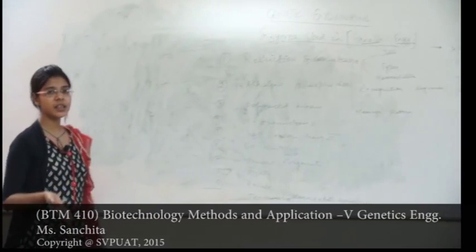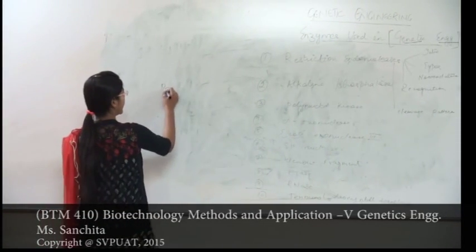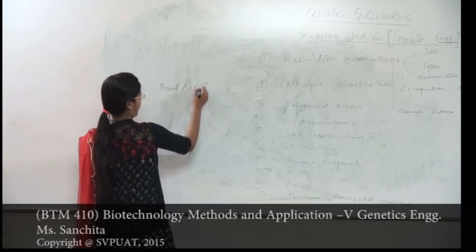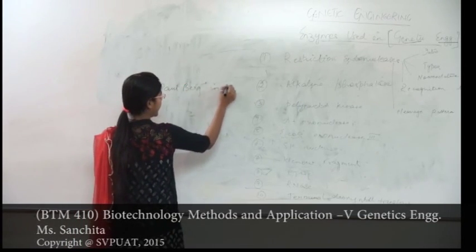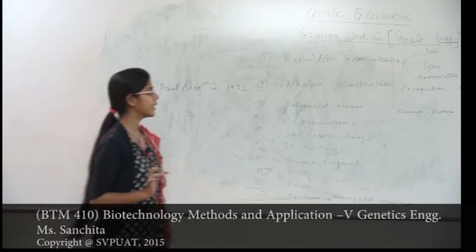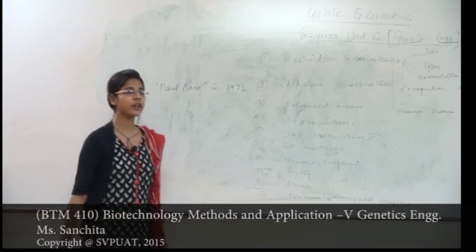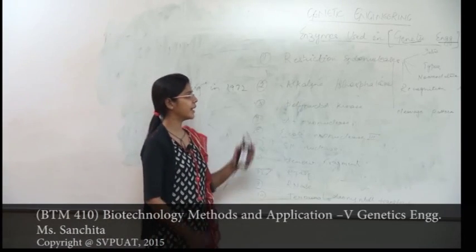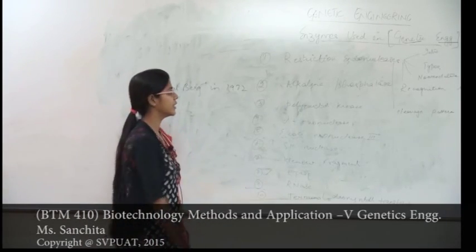The term genetic engineering was coined by Paul Berg in 1972, who is known as the father of genetic engineering. Then moving on towards the main topic, that is the enzymes used in genetic engineering.